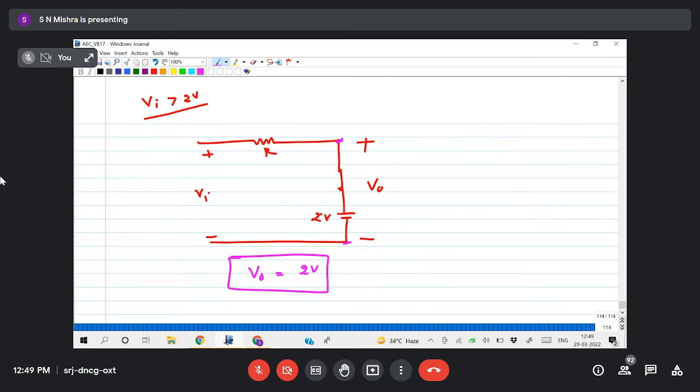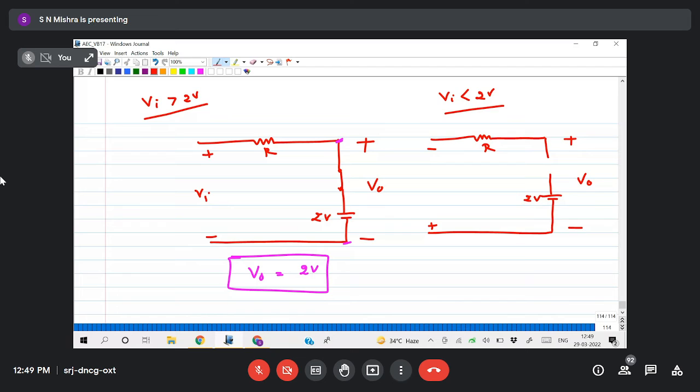Now Vi less than 2 volt. The circuit will be the resistor, then the diode will be an open circuit, 2 volt will remain 2 volt, then here plus minus V naught, 2 volt, resistor. Here I will take plus minus because this is the negative half cycle. Less than 2 means the entire negative half cycle plus 0 to 2. So I am taking the maximum condition, which is the negative half cycle. So you need to understand that.